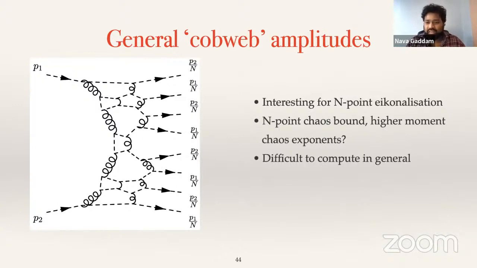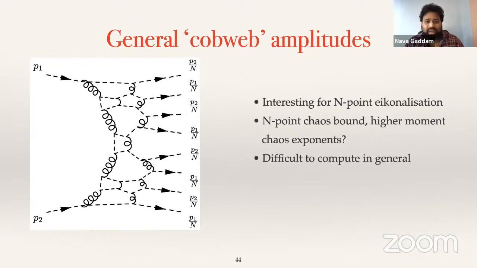So far, we only understand 2 to 2 eikonalization. We understand something called the chaos bound for 4-point functions, for 4-point OTOCs, out of time order correlation functions. There's a nice set of literature on this, on why that's important. But in principle, it looks like maybe there is an n-point chaos bound, or at least some new exponents that appear from higher moments and not just 4-point functions. But unfortunately, these turn out to be very difficult to compute.